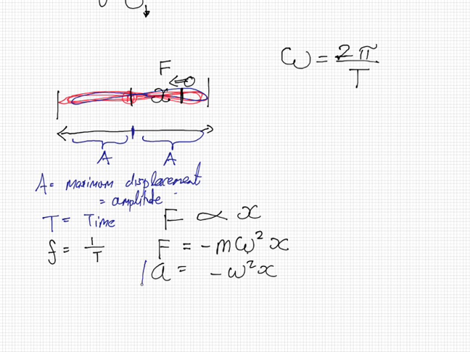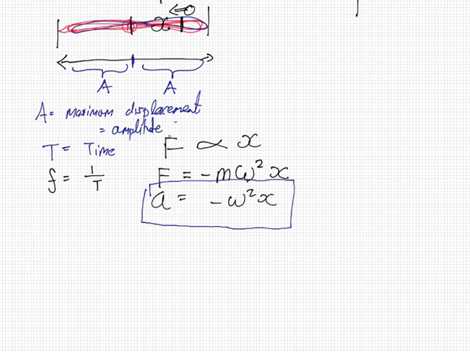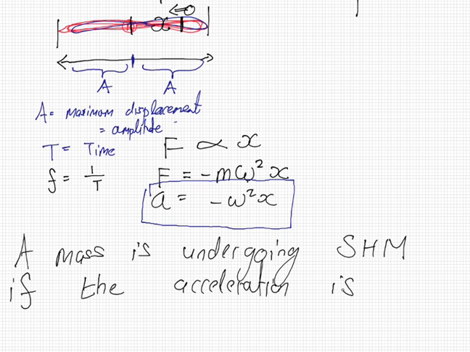Now, these formulas, of course, we'll continue them next time. But the formula that's really important is this one, because this one gives you the definition of simple harmonic motion. A mass is undergoing simple harmonic motion if the acceleration is proportional to the displacement. Don't worry, if you didn't write the word directly, I wouldn't take a mark away. The acceleration is proportional to the displacement, and there's another thing as well that's important.